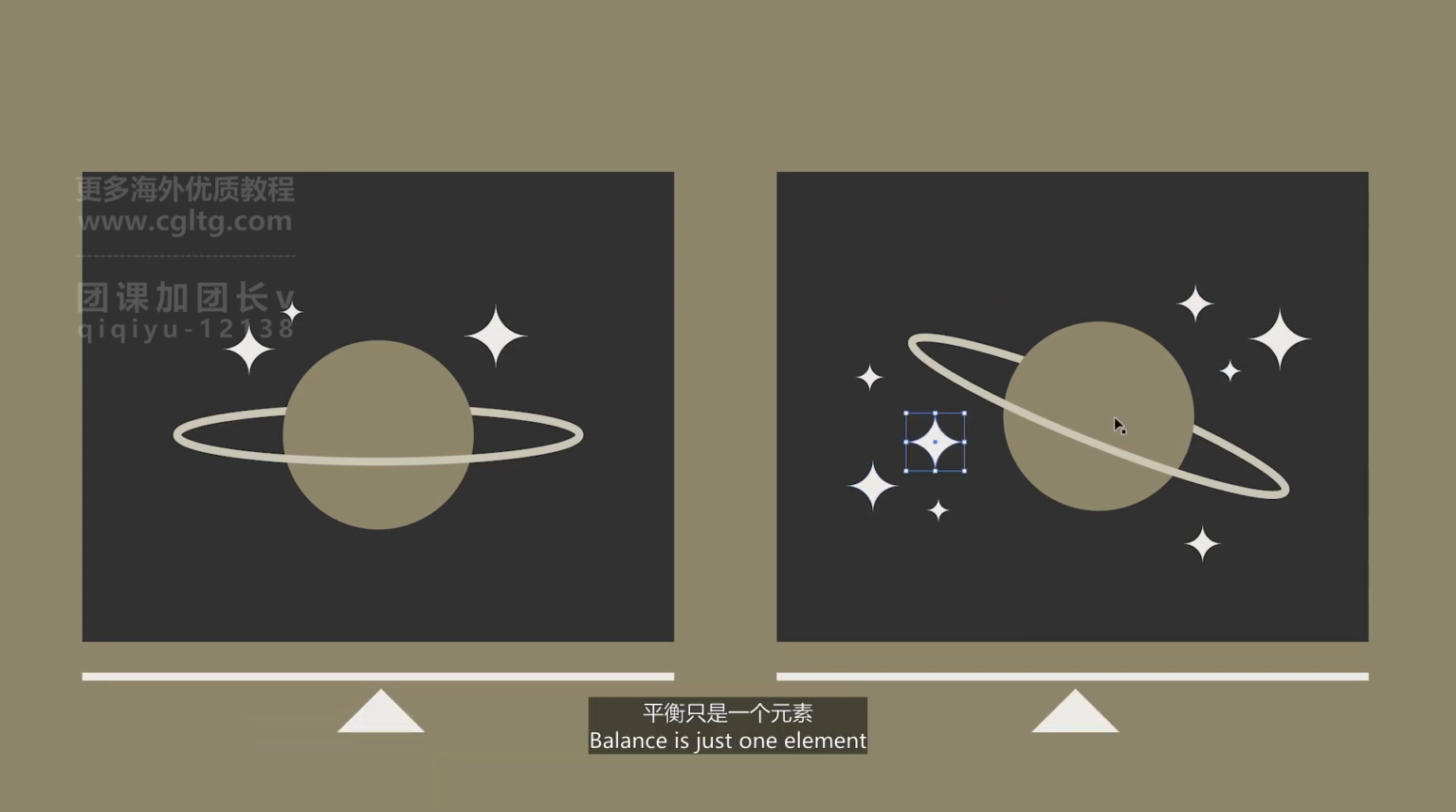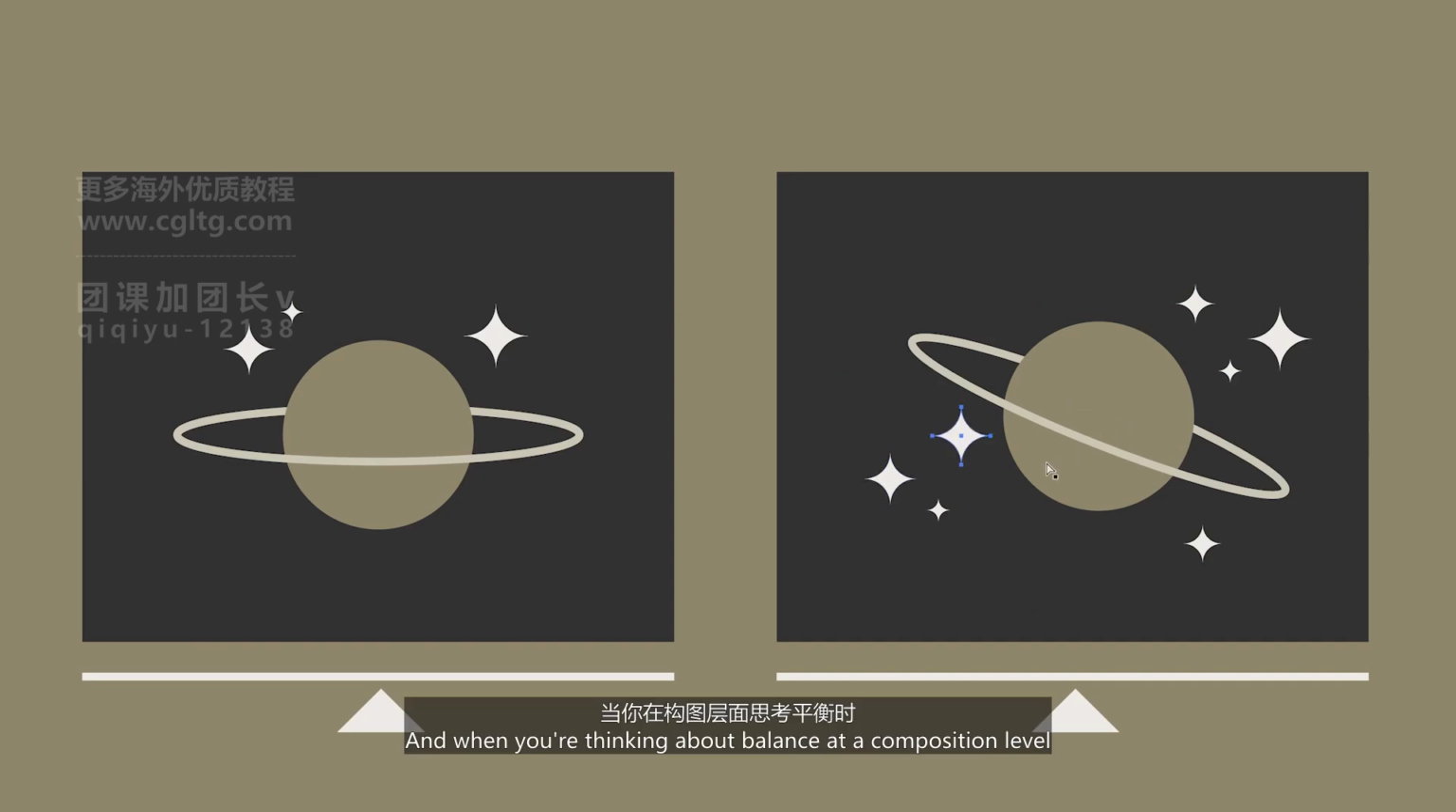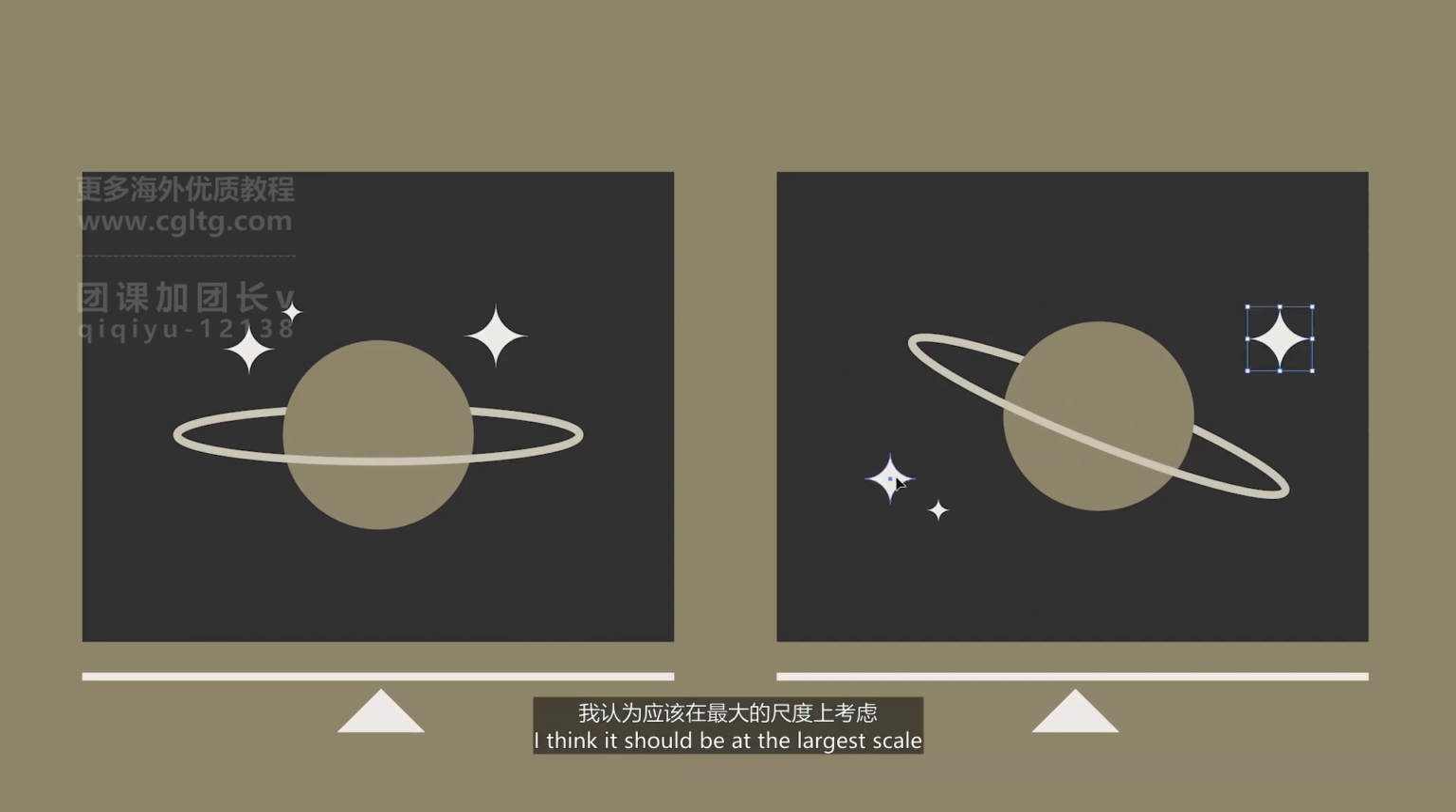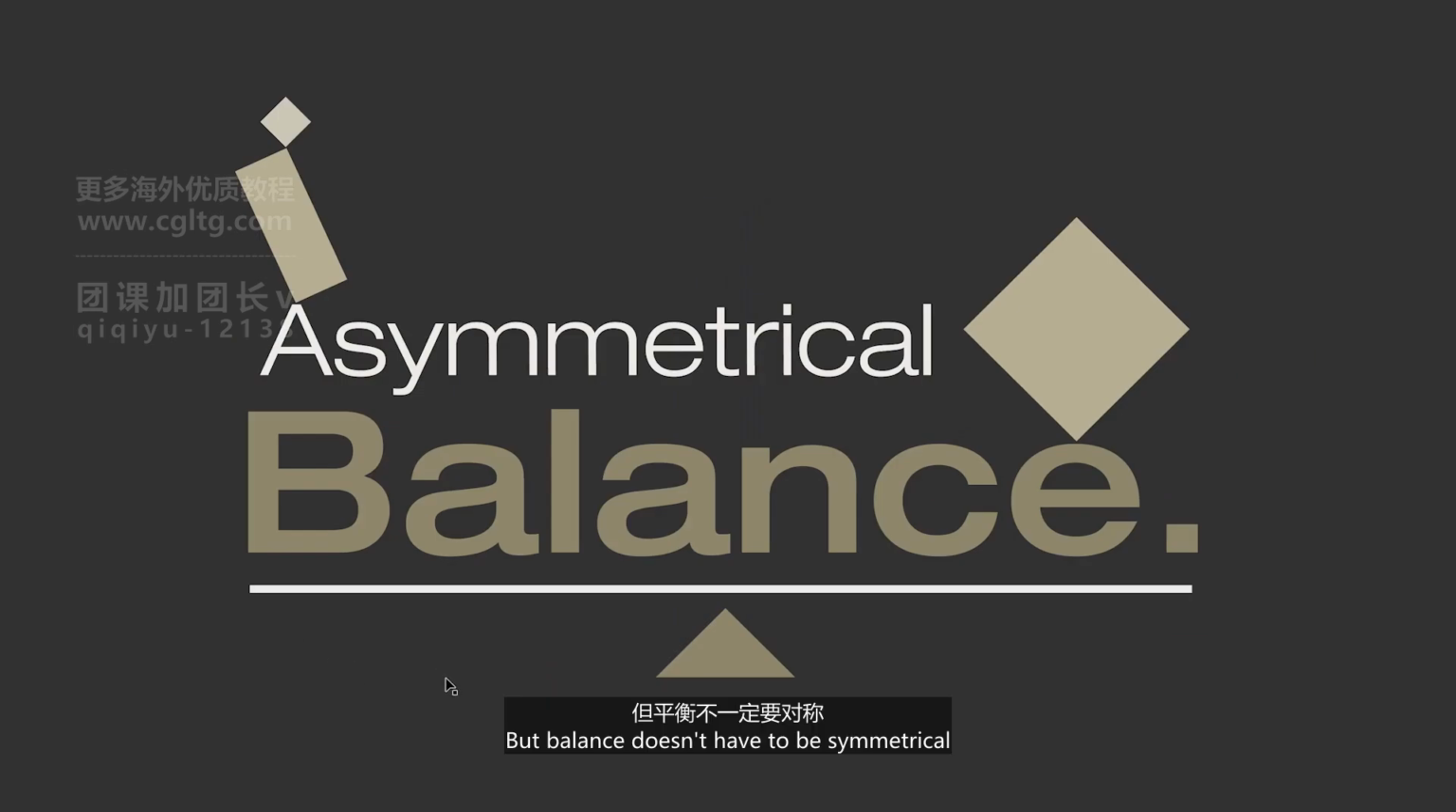Balance is just one element. And when you're thinking about balance at the composition level, I think it should be at the largest scale. But balance doesn't have to be symmetrical, and it probably isn't practical or effective for the majority of scenes. But we can achieve balance with asymmetry.